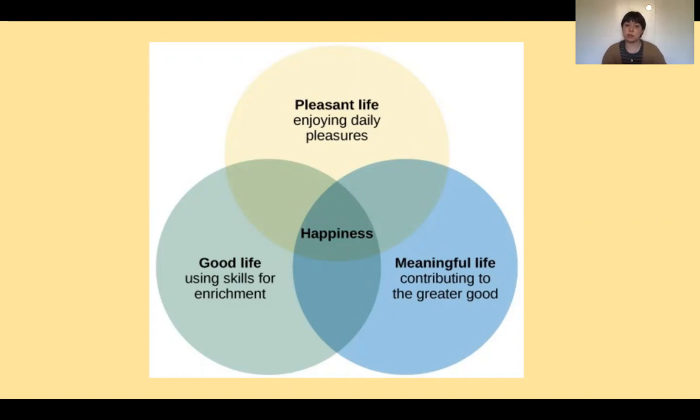So the pleasant life: enjoying daily pleasures, just enjoying the good vibes and taking pleasure from life. The meaningful life: contributing to the greater good. Sometimes helping people, donating to those in need, helping the homeless, contributing to the greater good, can make you happy. It can make you feel good, like you've made a difference. And the good life is using skills for enrichment, like going to school to better yourself, just taking pleasure out of enriching yourself and your education. That can often make you happy.